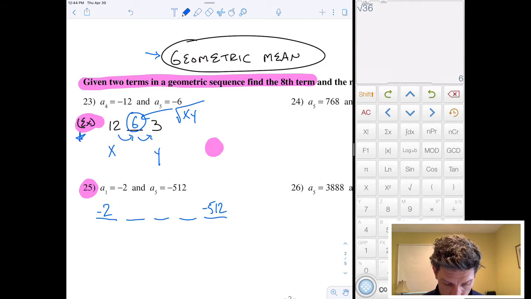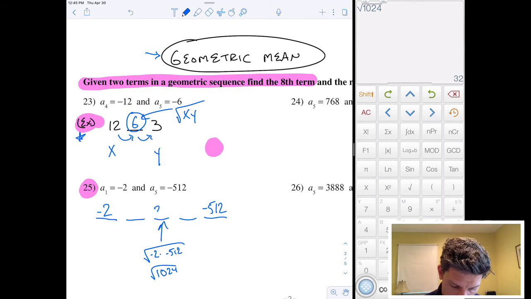All right, well, we do have a middle, so I don't see any reason why we couldn't do that same routine, right? We would take -2 times -512, and that would be 1,024, and we take the square root. The square root of 1,024 is 32.